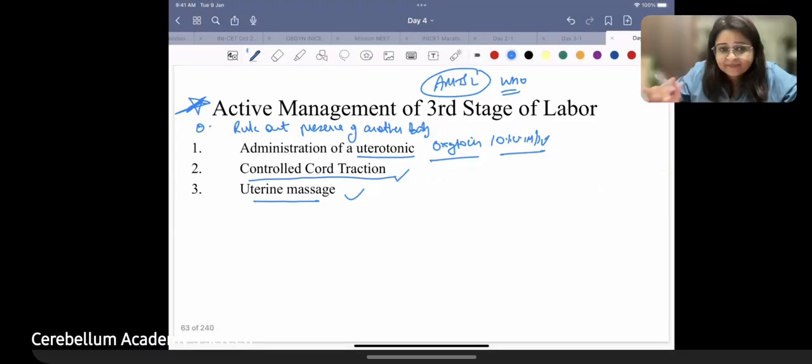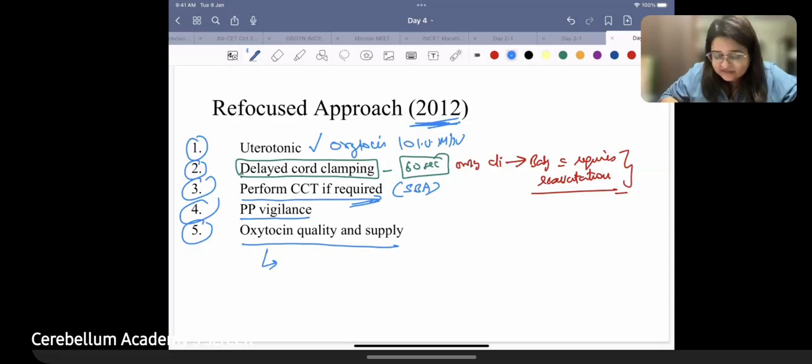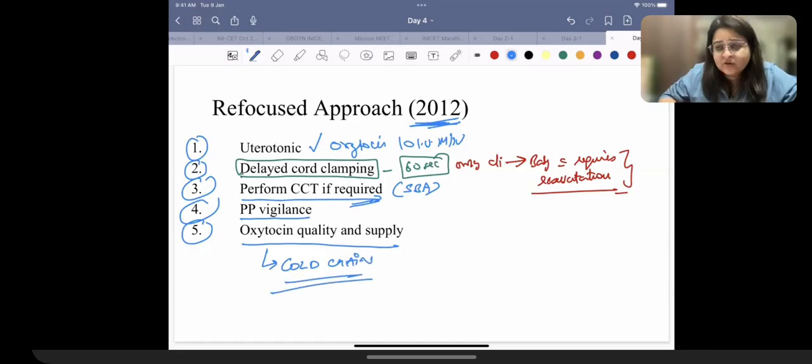And the fifth component was, because oxytocin needs to be refrigerated, check whether the cold chain is being maintained or not. This is also a very important thing, because if the cold chain is not being maintained, it will affect the efficacy of the drug. So these were the 5 components of the refocused approach in 2012.